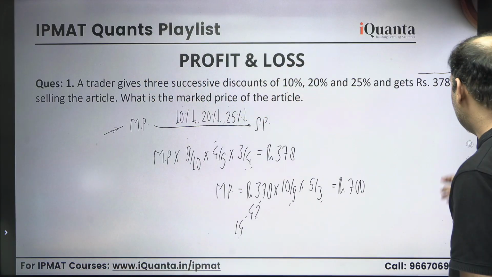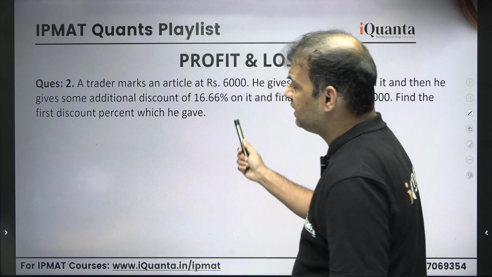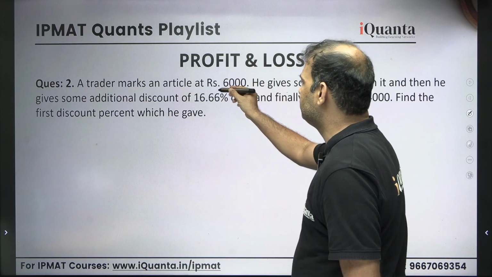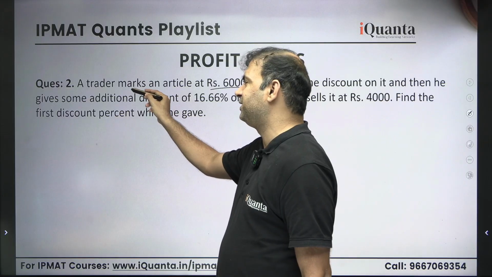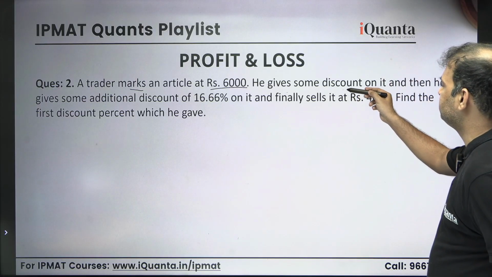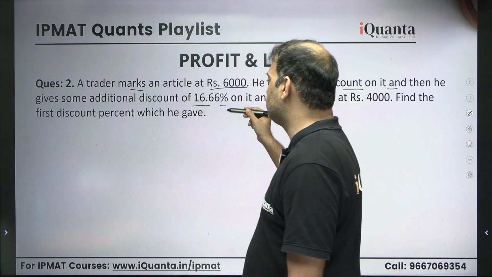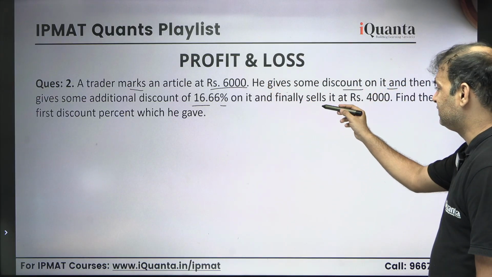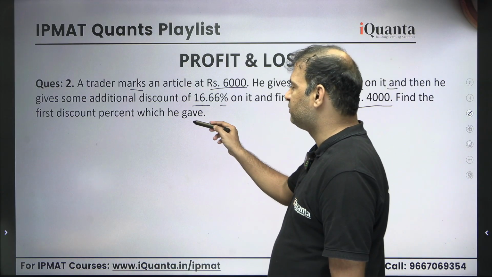Okay, now the next problem is on the same discount series. The question says that a trader marks an article at rupees 6,000. So this time the mark price is given already, that means the initial value we know, right? Then they are saying he gives some discount on it and then gives some additional discount of 16.66% on it and finally sells at rupees 4,000.